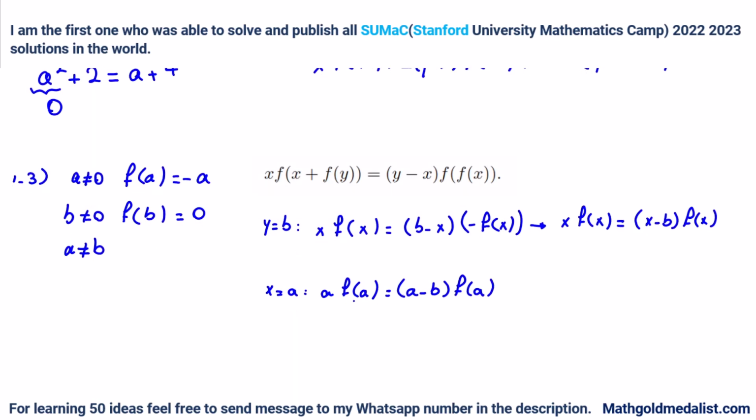And then we can say what? Negative a square. We can cancel f of a because f of a is negative a and is not 0, right? So a is equal to what? a minus b. Then we can conclude what? b equal to 0. Then what can we say? Contradiction. This is a contradiction.